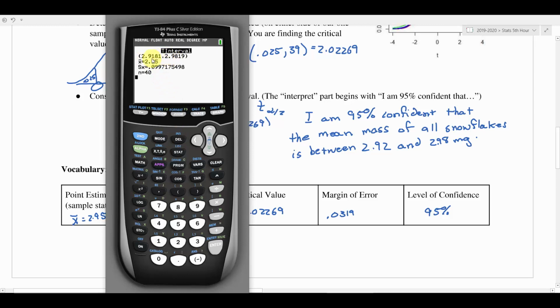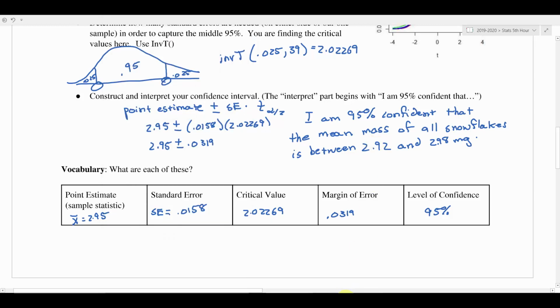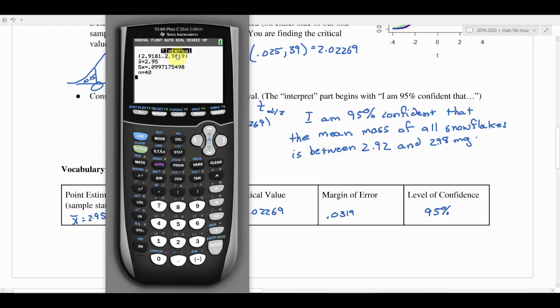We got 2.9181 rounded. That would give us the 2.92 that we got over here. Pull that back up. And then our 2.98, we can see that. So we're good. And we got the same mean and the same standard deviation that we got from the problem before. So this is looking good. We got that problem right. Okay. So that's how you use that other part of the t-interval feature, again, using the data part versus using the statistics part that I showed you yesterday.